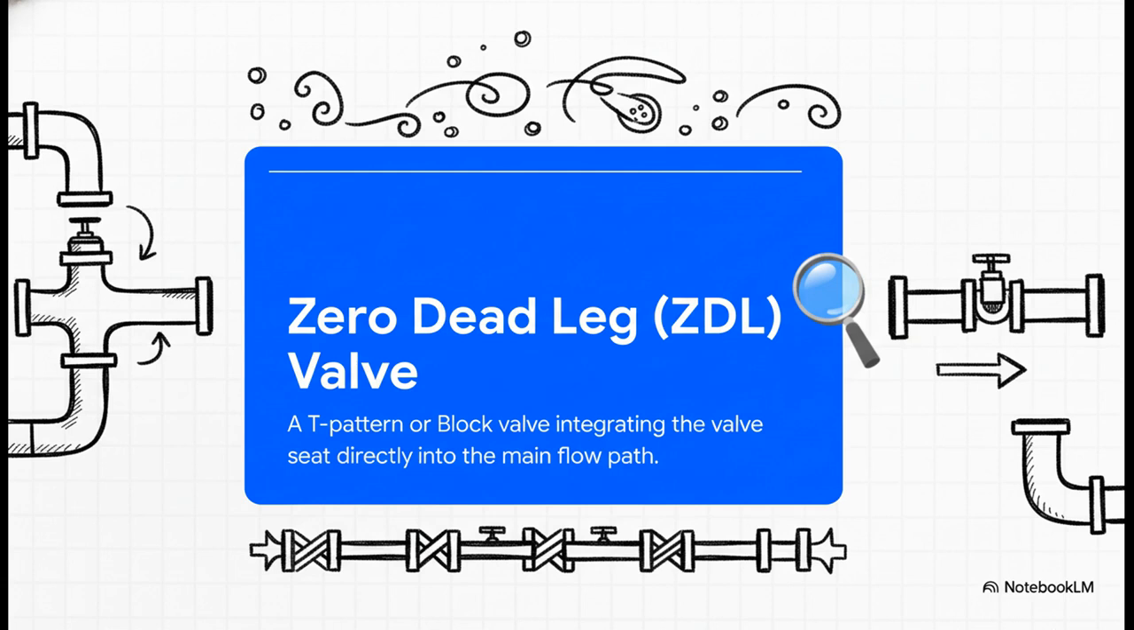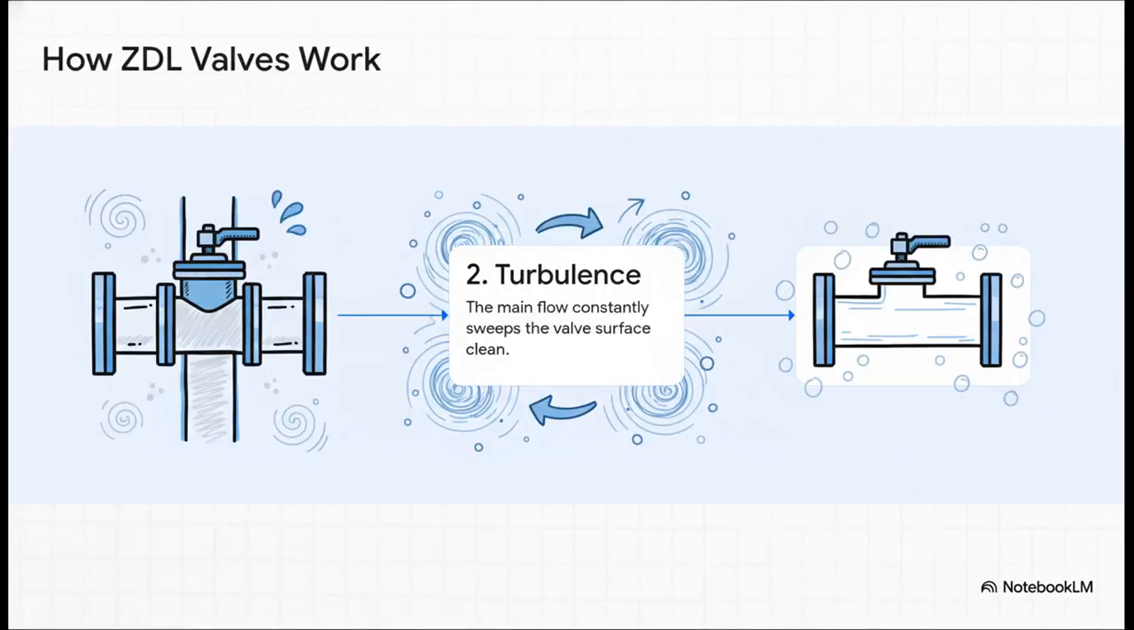So what is this thing exactly? Well, a zero dead leg valve, you might also hear it called a T-pattern or a block valve, is a total game changer. See, instead of sitting at the end of some little branch pipe, its main mechanism is built directly into the main distribution line. And here's where the magic really happens. The point of use is integrated right into the main line. This means the surface of the valve is constantly being swept clean by the turbulent flow of water in the main pipe. And the crucial part? There is literally no space, nowhere, for water to get stuck and stagnate. This is how you achieve true zero stagnation.